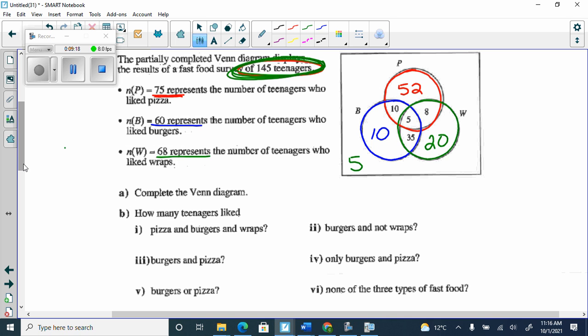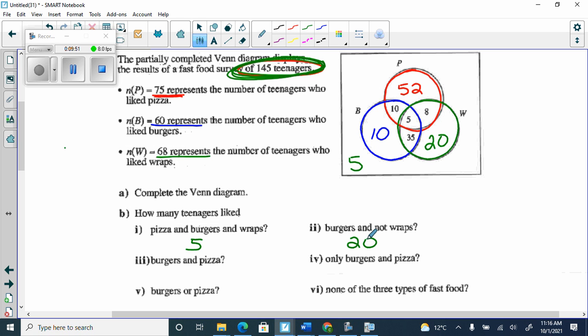So here we have how many teachers liked teachers? I don't know. It's not about teachers at all. How many teenagers liked pizza and burgers and wraps? 5. How many liked burgers but not wraps? 20. So I go to the burger circle, which is the blue one, and I take out all the people who like wraps and I throw them away. So how many like burgers but not wraps? 10 and 10, which is 20.